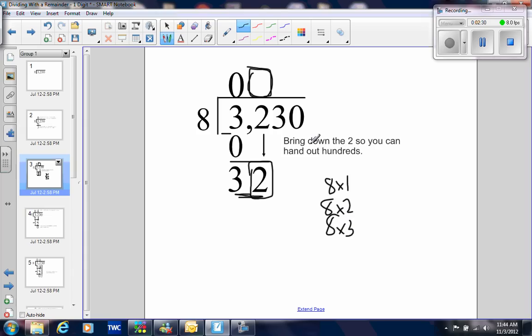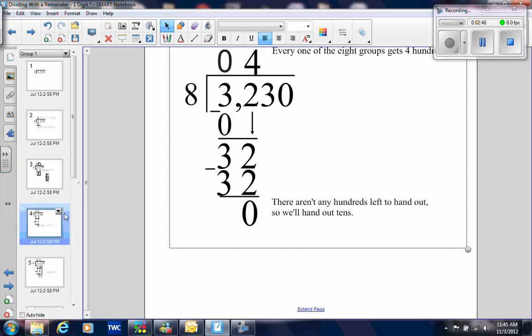8 times 3. If I was to put a 3 up there, I'd put 24 here. And again, I'm getting closer, but I could get closer to that. 8 times 4 gives me 32, exactly right. So I'm going to end up putting a 4 in this hundreds spot. So every one of the groups gets 4 hundreds. You can see I've handed out 32 hundreds, and there aren't any hundreds left to hand out. So now it's time to start handing out the tens.